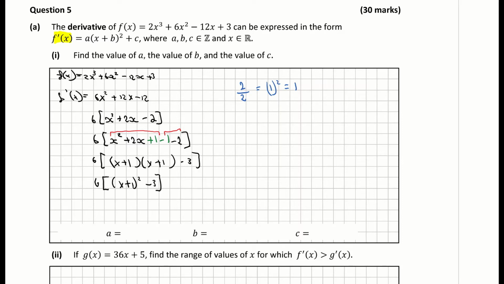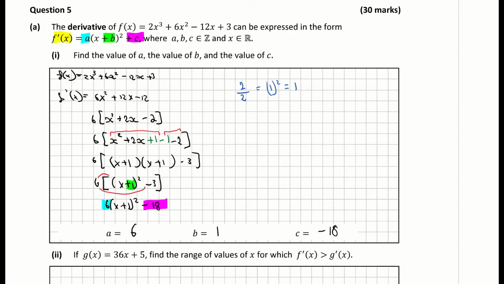My final step now is just to multiply back in that 6, which is going to leave me with 6 times x plus 1 all squared, and then 6 by negative 3 is negative 18. And I'm practically finished. All I have to do now is fill in my a, b, and c. My a is the factor, which is 6. My b is the plus 1. And my c, the constant, is my negative 18.